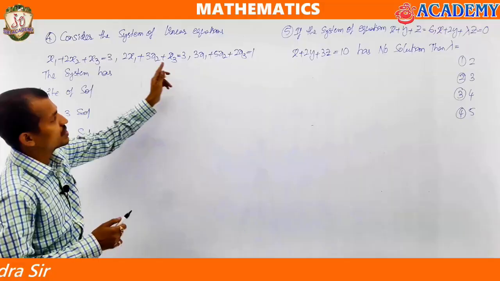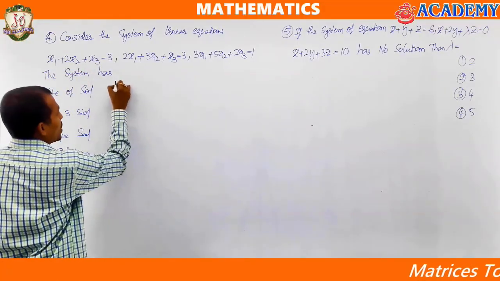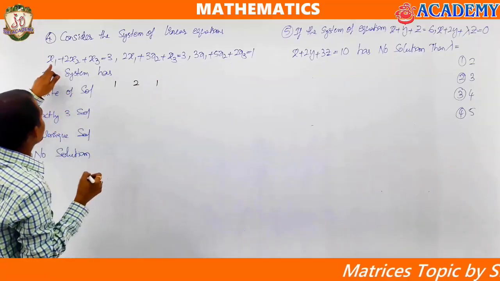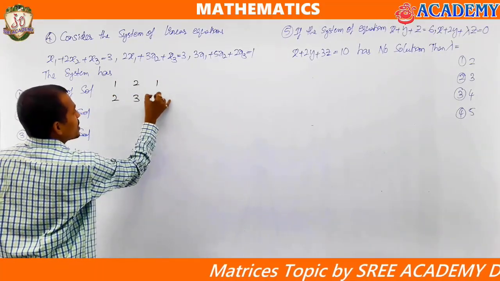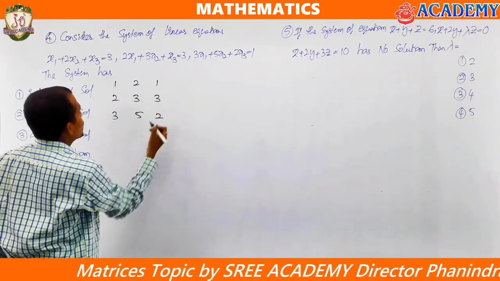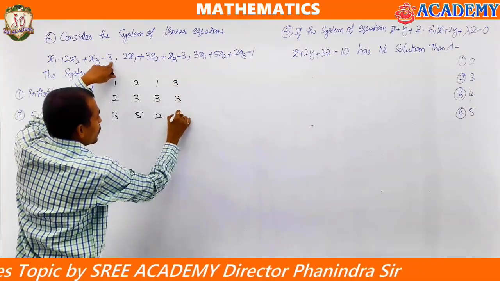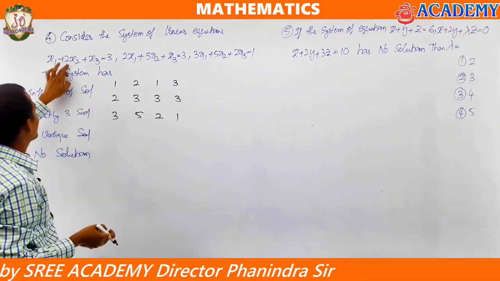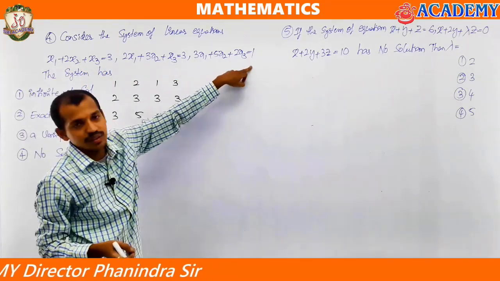Now write the coefficient matrix first, that is 1, 2, 1. Next in this matrix, that is 2, 3, 3. Next in this 3, 5, 2. The constant matrix is 3, 3, 1. You can write directly also: 1, 2, 1, 3; 2, 3, 3, 3; 3, 5, 2, 1.